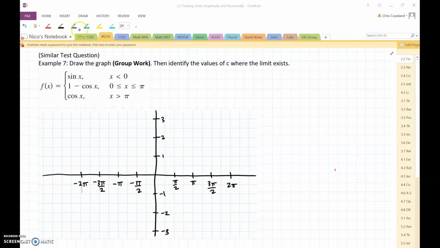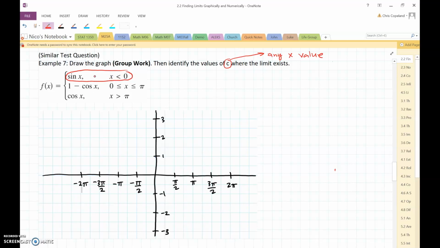Okay, so a lot of times in calculus you'll hear the c value. C value just represents any x value. Okay, so we're looking for specific c values, specific x values where the limit exists. Okay, so first of all, let's graph this part of the piecewise function.